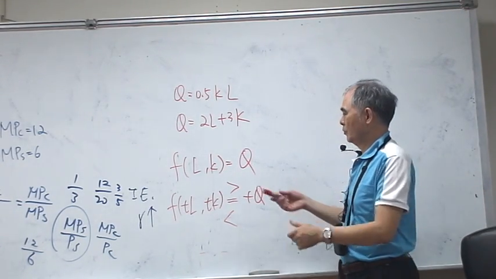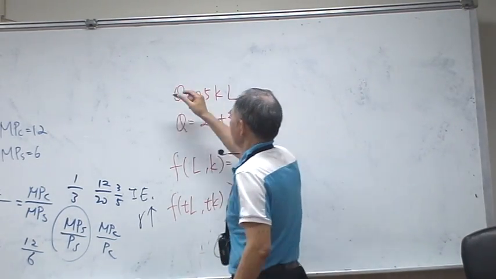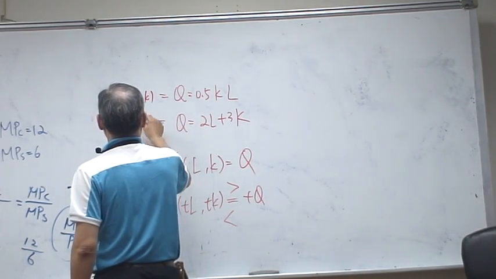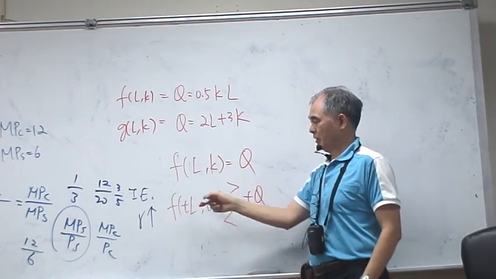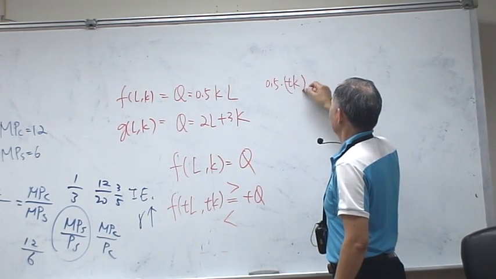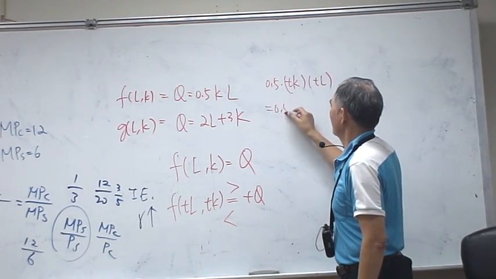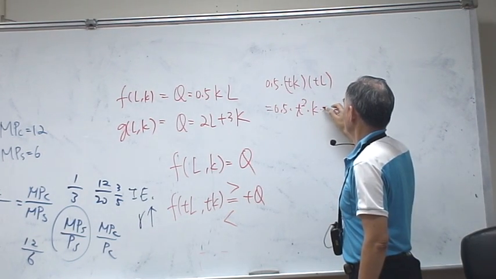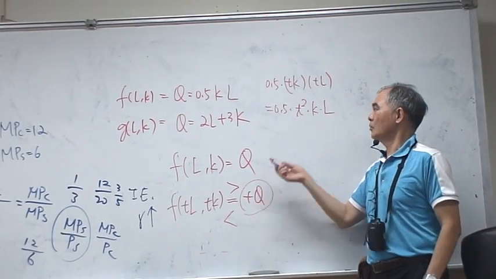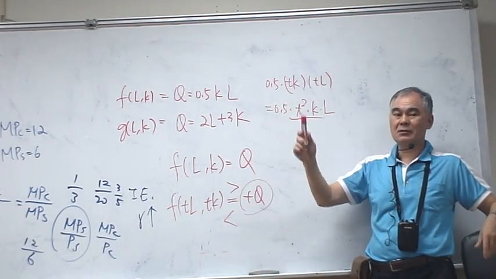So then you have to plug T in, right? So here it is F(L, K), and you put T in. So 0.5 times TK and TL, right? And so this is going to be 0.5 times T squared KL. You want to compare with TQ. What do you get? You get T squared, right? So what about this one? Increasing, decreasing, or constant?